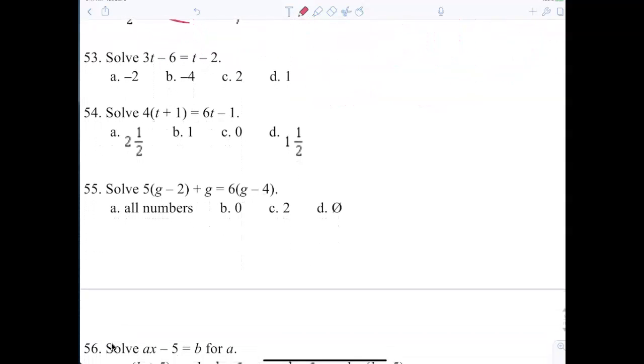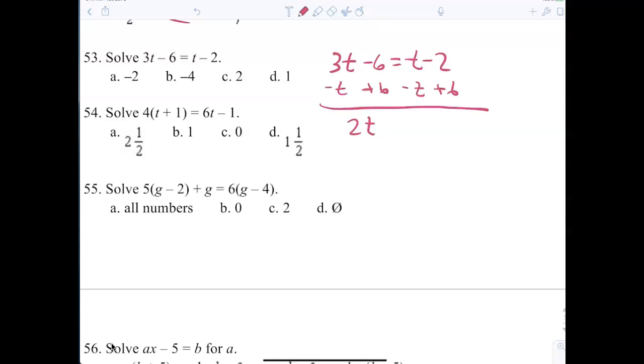Let's knock out 53. So 3t minus 6 equals t minus 2. Subtract t, add 6. So I end up with what? 2t equals 4. Divide both sides by 2. T equals 2. Everybody okay with that?